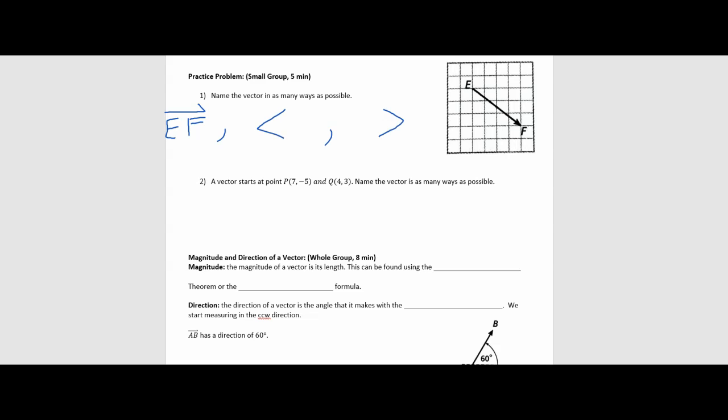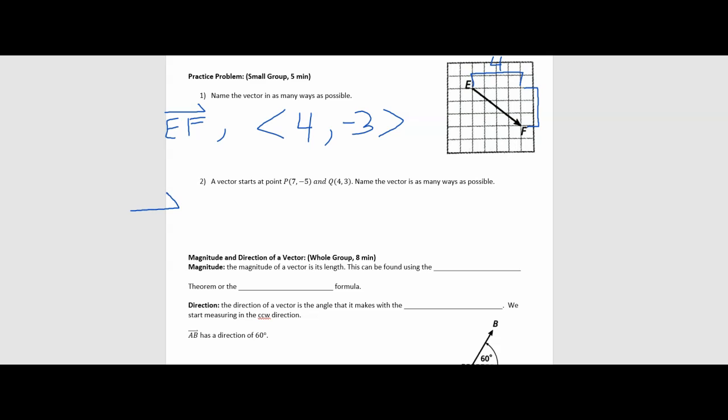My change in x always comes first, and to go from E to F, I'm going positive 4 units in the x direction, and I'm traveling negative 3 units in the y direction, or 3 units down. Those would be the only two ways to name that vector up there.